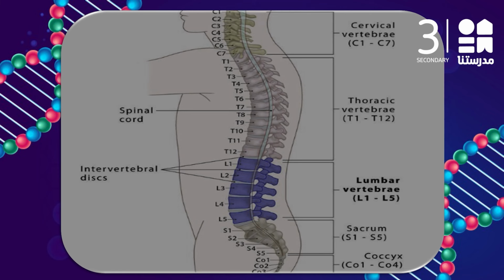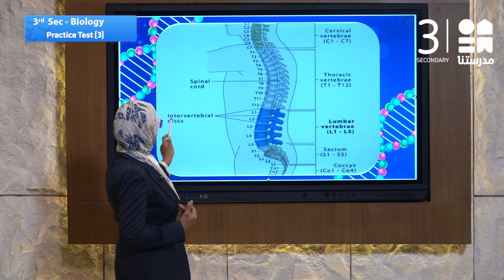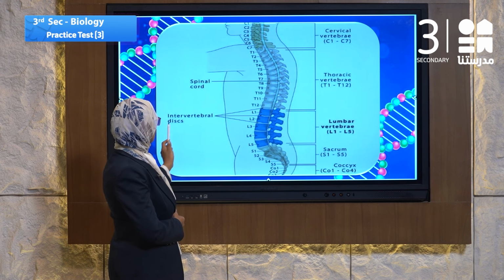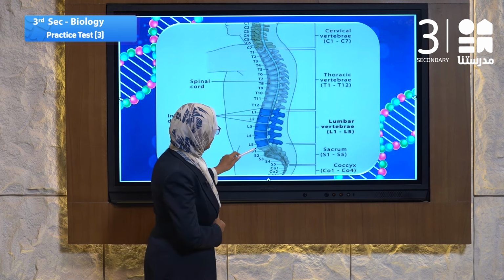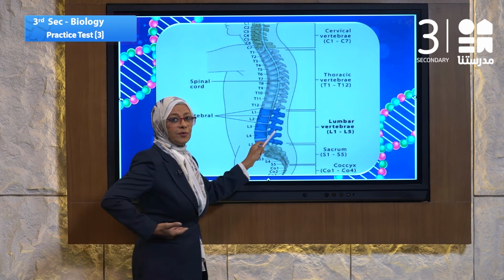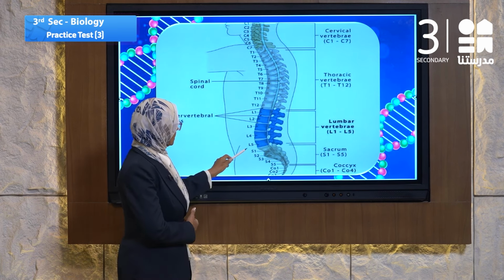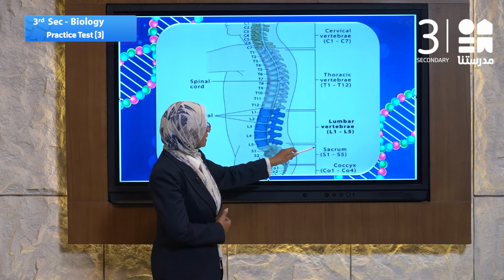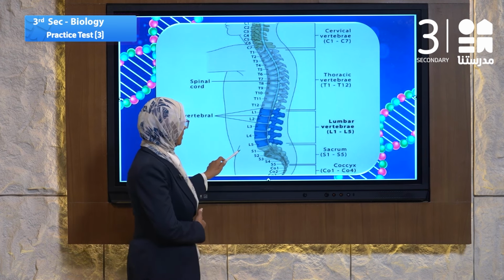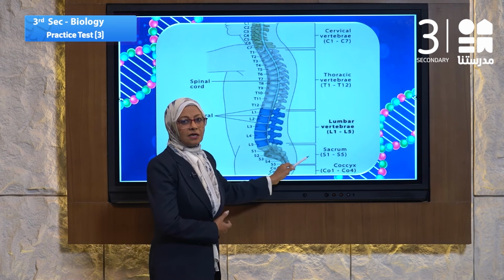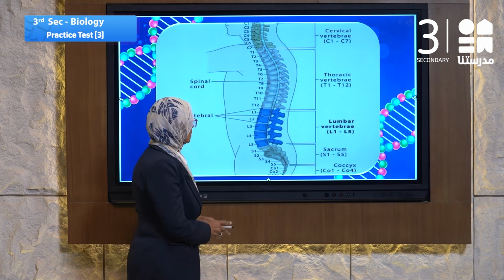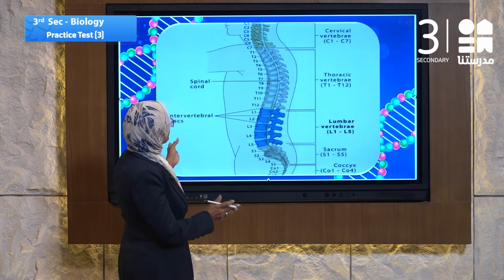The first region is the cervical vertebrae, and the other is the thoracic vertebrae, then the lumbar here. There are intervertebral discs found between them. They are found in the abdomen. Number 4 is the sacrum vertebrae and coccyx vertebrae.